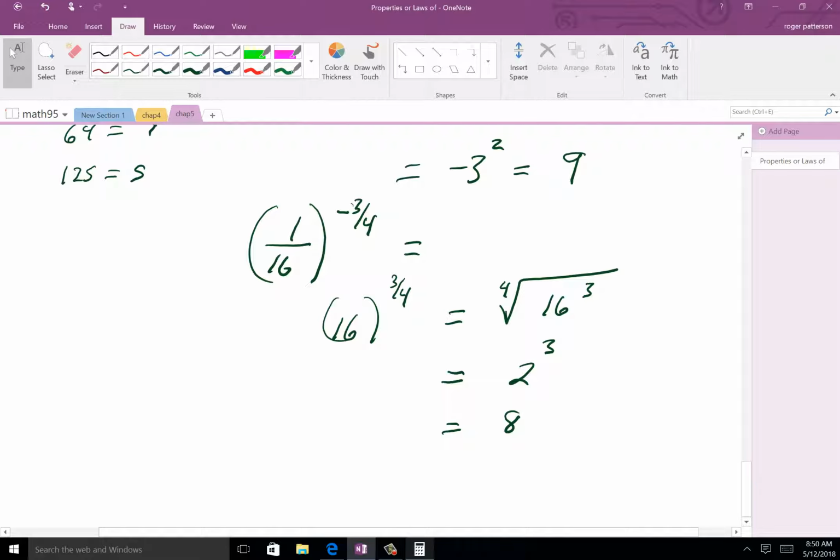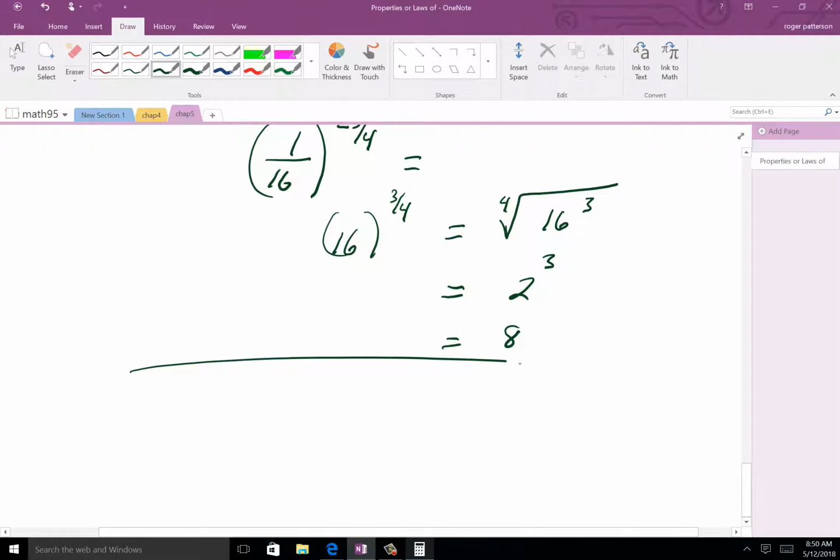A lot of these are pretty much just writing them in exponential form or back and forth. Here's some here where we're going to simplify.